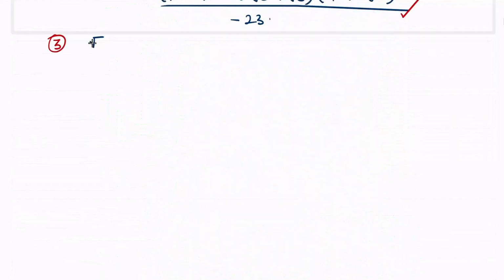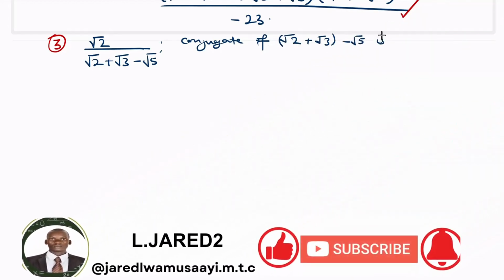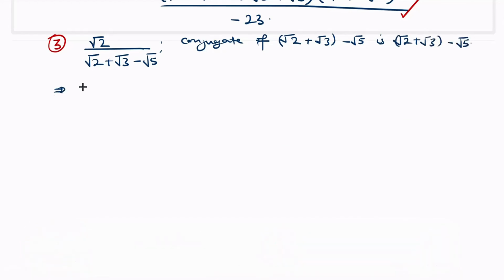Let's go to number 3. We have root 2 divided by root 2 plus root 3 minus root 5. For the conjugate of root 2 plus root 3, we can treat this as one entity, minus root 5, the conjugate is root 2 plus root 3 plus root 5. So we have the square root of 2 divided by the square root of 2 plus the square root of 3 minus the square root of 5, equal to the square root of 2 multiplied by the conjugate, which is the square root of 2 plus the square root of 3 minus the square root of 5.